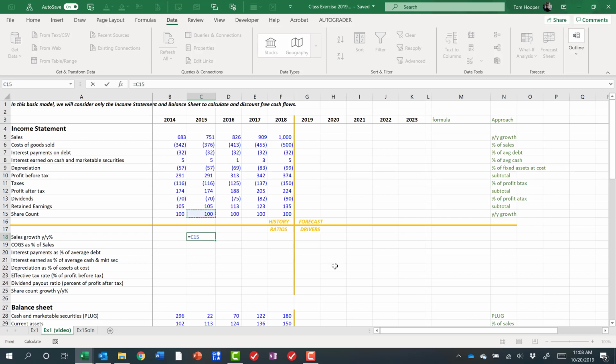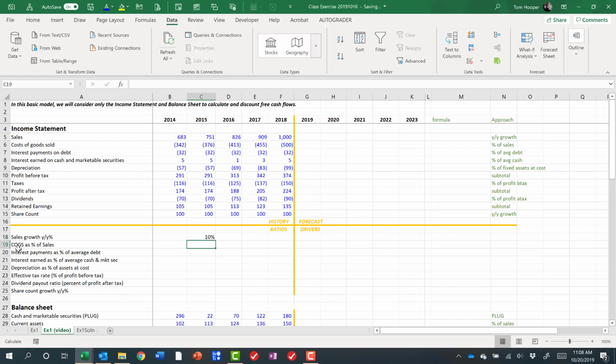So we can't start in 2014. We have to take 2015 over 2014 minus 1. You could also calculate that by saying 2015 minus 2014 divided by 2014, and you get the correct answer, but this is quicker and less error prone, so this is how I like to do it.